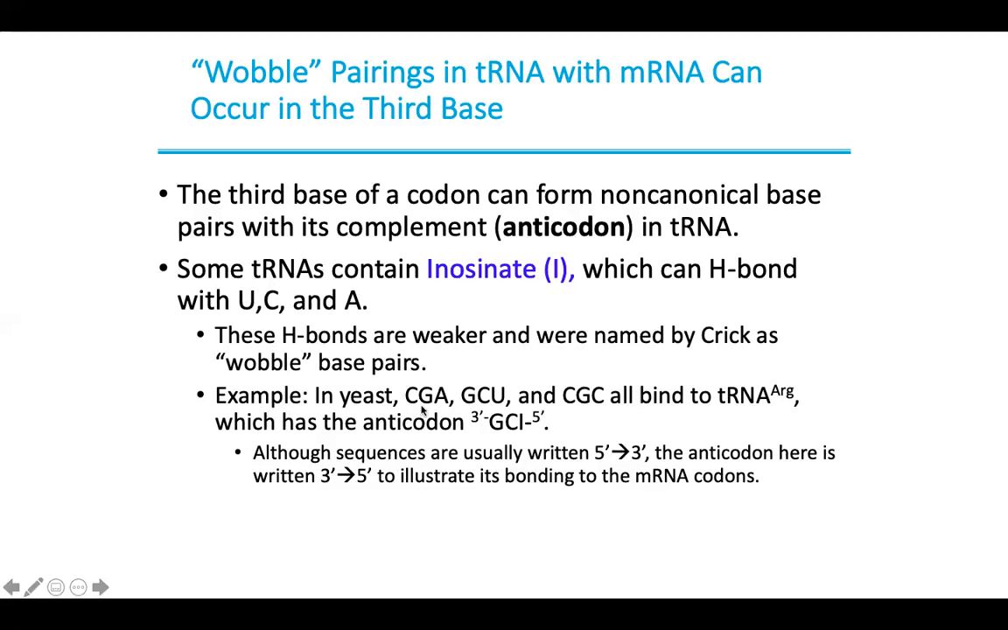For example, in yeast, CGA, CGU, and CGC can all bind to the tRNA that brings an arginine, which has an anticodon of GCI. Although sequences are usually written in the 5' to 3' direction, the anticodon here is written 3' to 5' to illustrate its bonding with the mRNA.